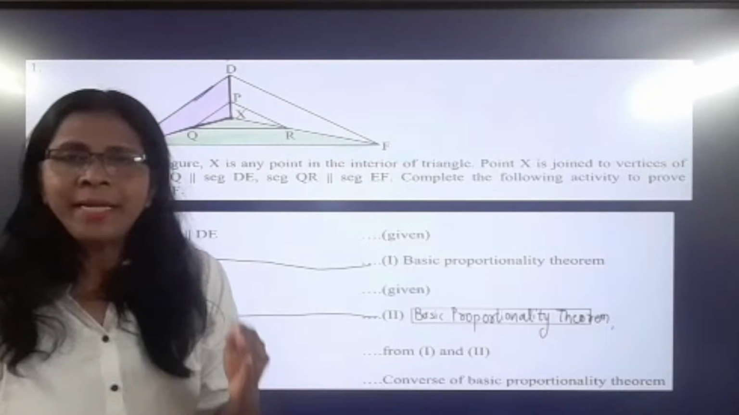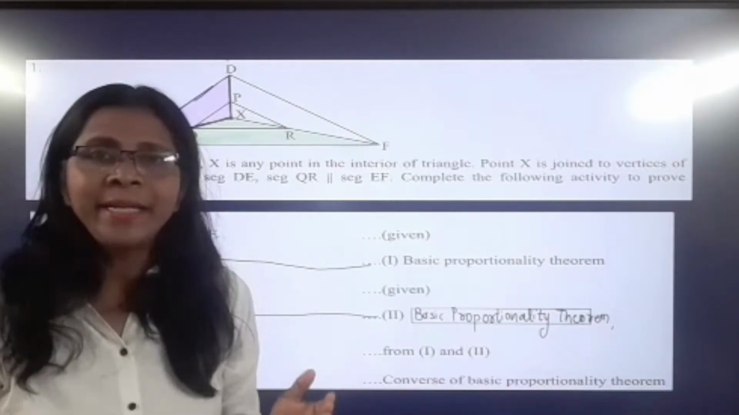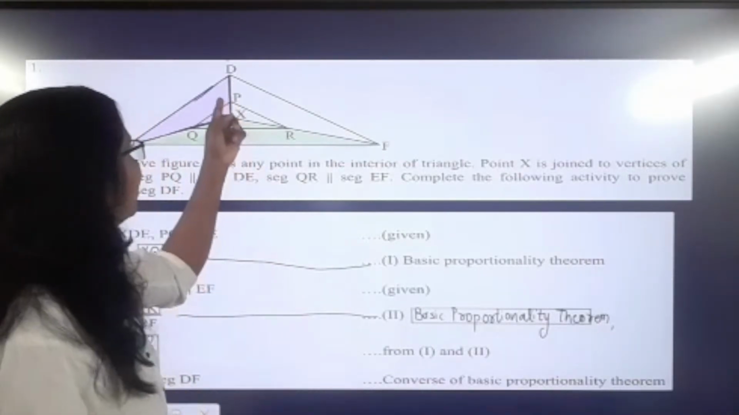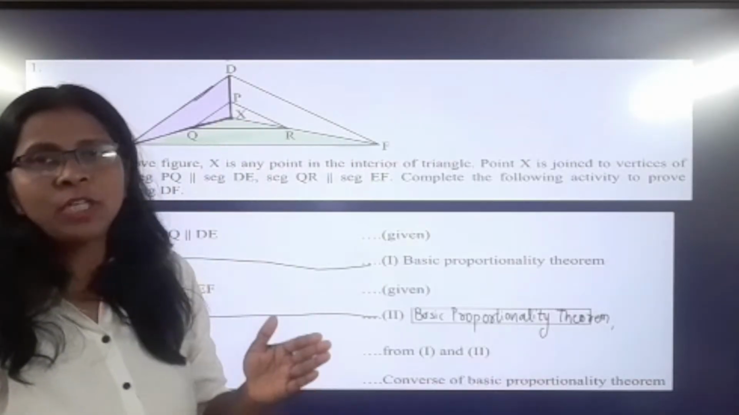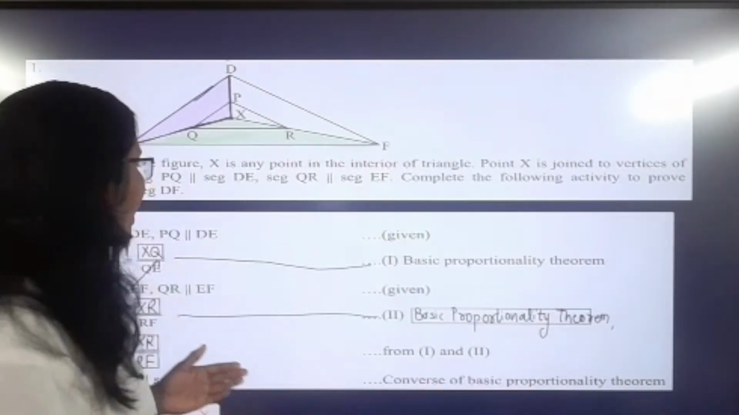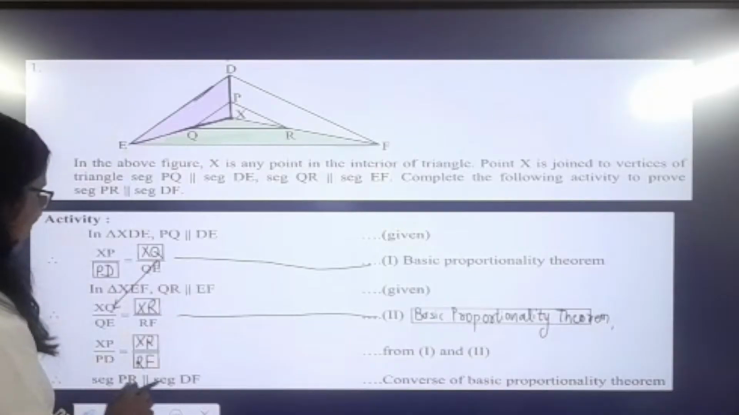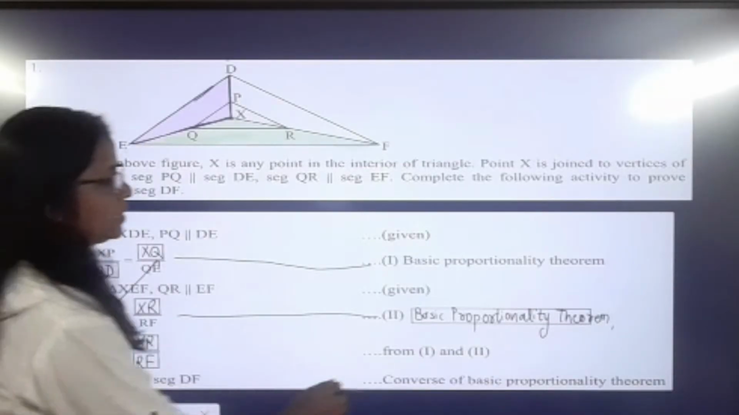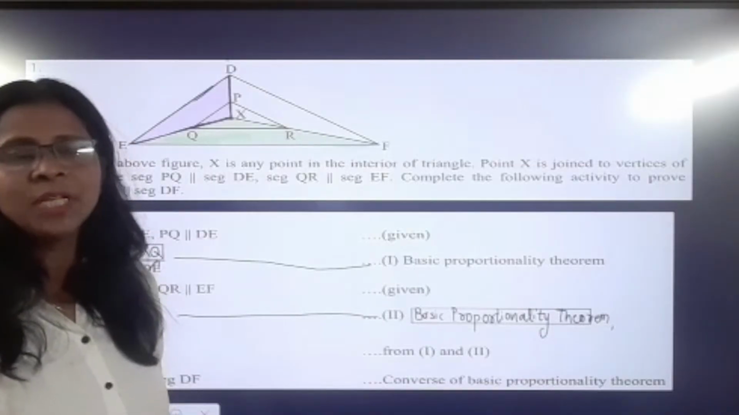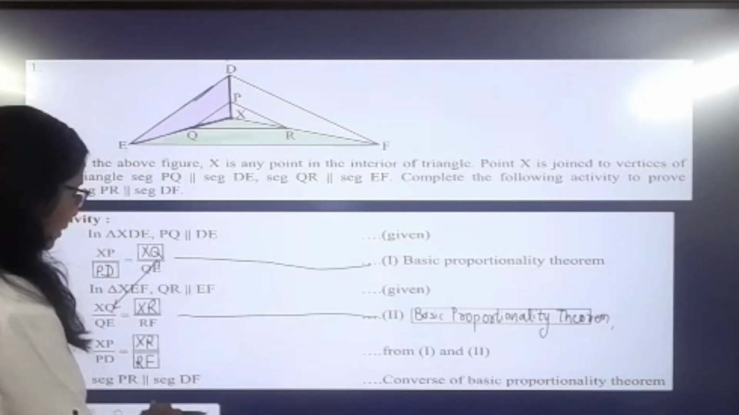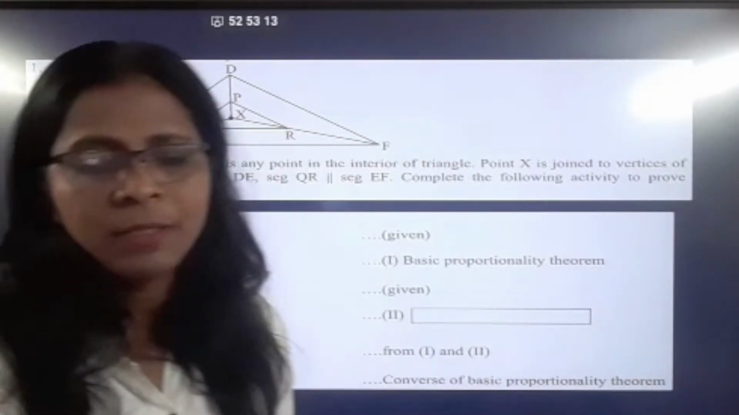Ratios are equal, that means students, the sides are equal. See here, PR and DF are parallel, students. So here we say segment PR is parallel to segment DF, that is the converse of the basic proportionality theorem. Okay students, then let us see the next example.